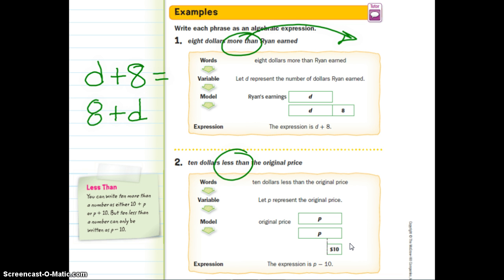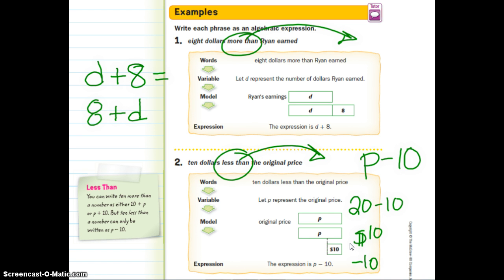$10 less than the original price. So here we have a price, and it's $10 less than that price. So let's just say, for instance, that the price was $20. If I say 20 minus 10, I get $10, which makes logical sense. But if I inadvertently write it 10 minus P, I would get negative $10, which makes no sense.